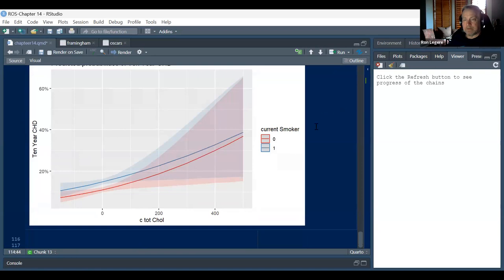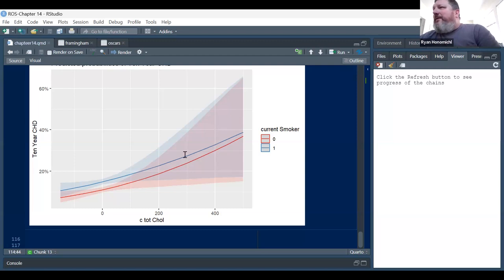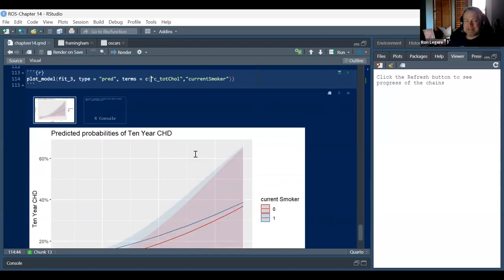Look at how weird. As cholesterol gets higher, it's interesting that the uncertainty gets so high. Well, it makes sense. You probably don't have a bunch of people out there. People who are dead didn't make it to the study. But smoker is not that big of a predictor.